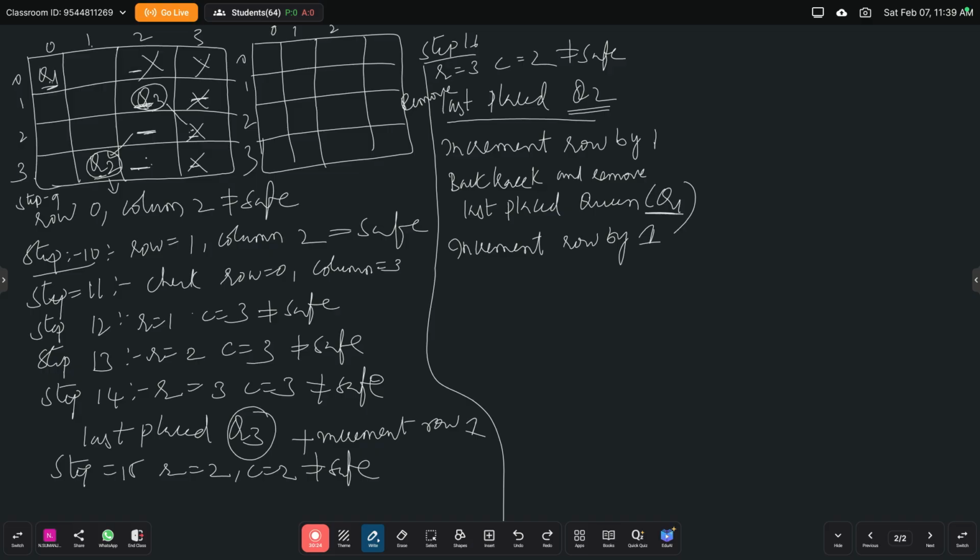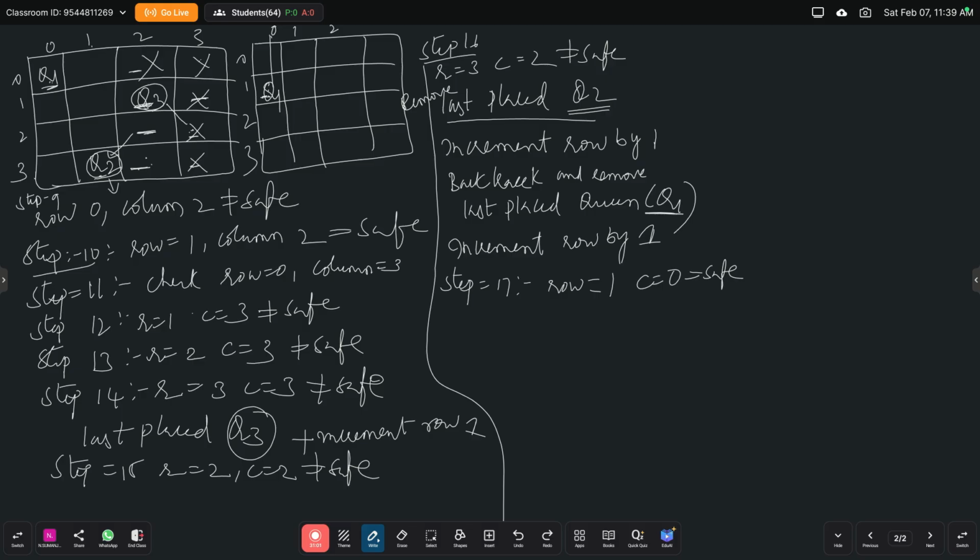After removing queen 1, we have to increment the row by 1, which means we are at this stage now. At step 17, row equals 0, column equals 0. Is that safe? Yes, that is safe. Sorry, row equals 1, we are incrementing, no? Row equals 1 and column equals 0, so it is that place. Now it is safe. Now place q1 in that place.